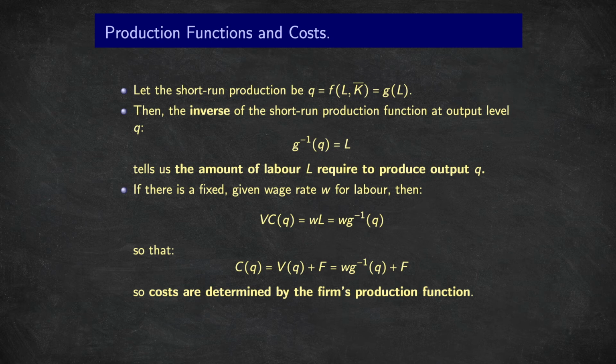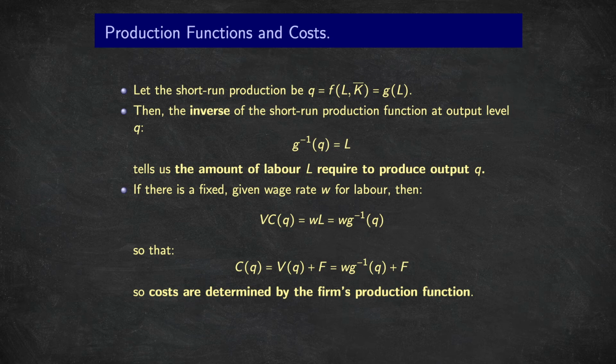To see this, let's consider a short-run production function where output Q is equal to a function g of labour L. Okay, now I've derived this function g by taking a long-run production function f, which depends on L and K, and I've taken capital K as fixed at some level, K bar. In which case we have that output is only changing as labour changes. So Q is a function which we'll call g of L.